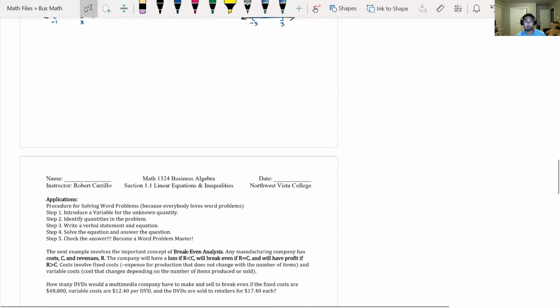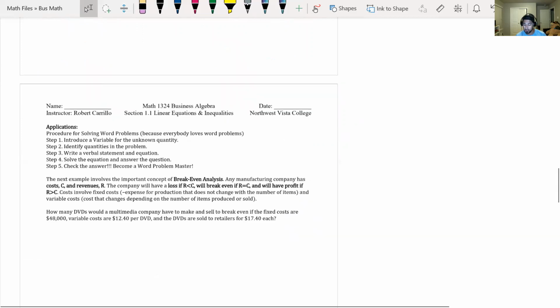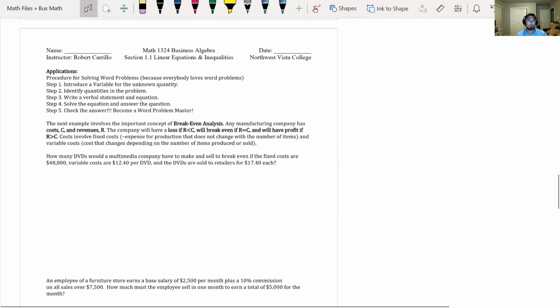Now we move on to applications. All right. There's some steps to help you solve an application. I mean, they're helpful with word problems because, yes, like it says there, we all love word problems. Well, welcome to Business Math, a class full of word problems. Well, except for the 2 pages above, right? All right, step 1, introduce a variable for the unknown quantity. We usually call that variable x.